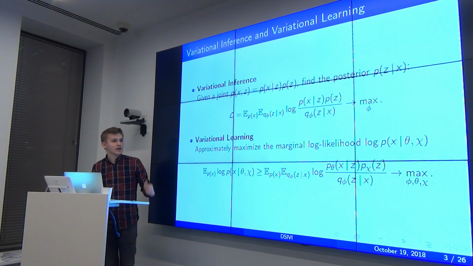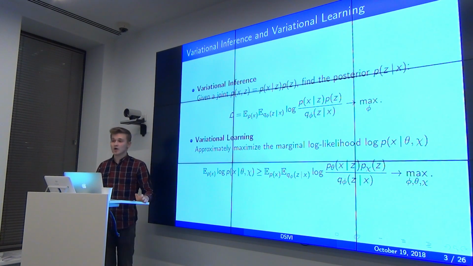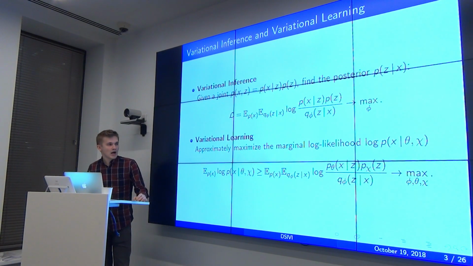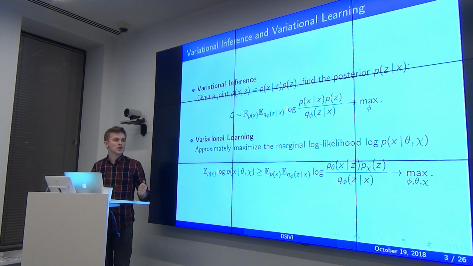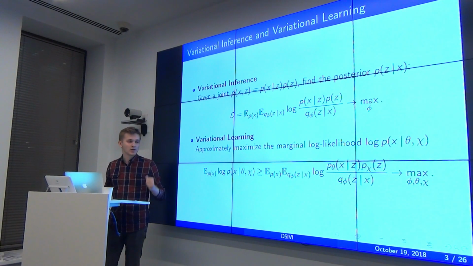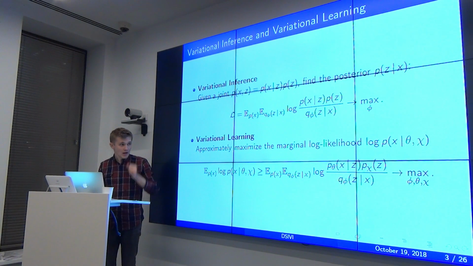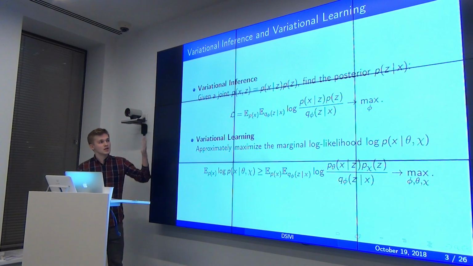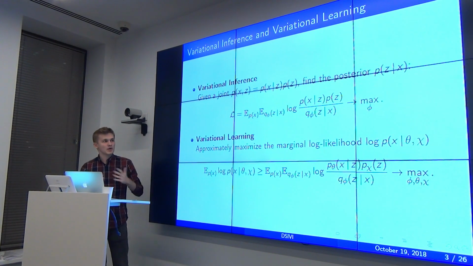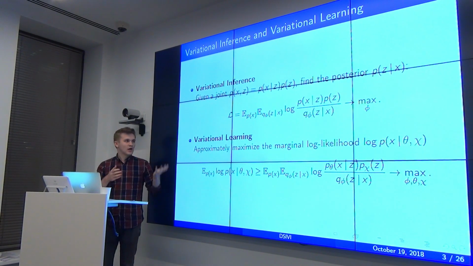Variational learning is a more general problem where we try to approximately maximize the marginal log likelihood, log p(x|theta, chi), where theta are the parameters of the likelihood p(x|z), and chi are the parameters of the prior distribution over the latent variables. So the difference here is just that in the first case, we don't need to optimize with respect to parameters of the likelihood because we don't have any parameters, or the prior for that matter.